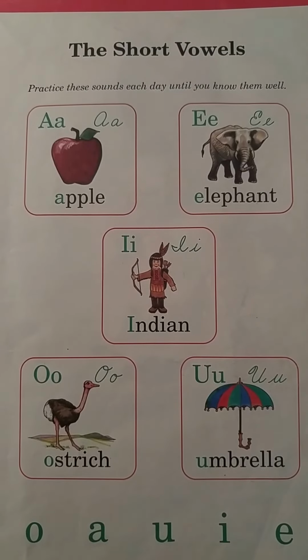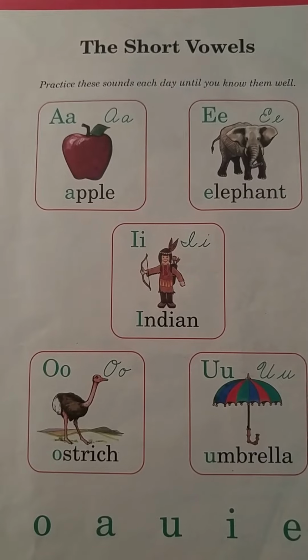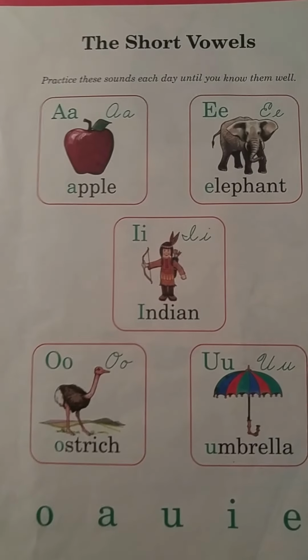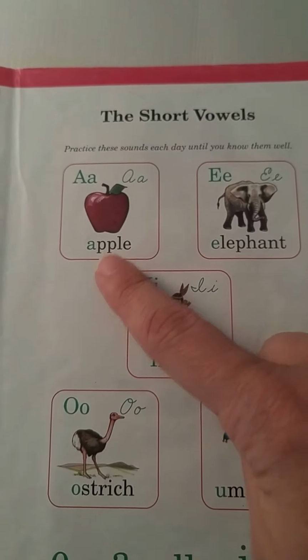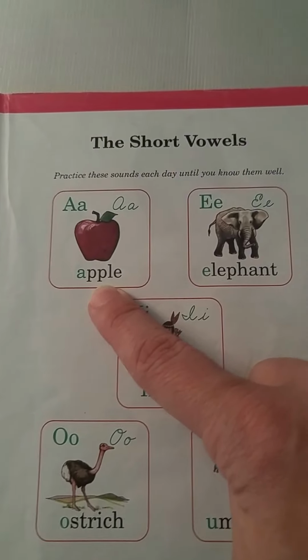Today we're going to go over our short vowels. Short vowels are A, E, I, O, U, and they all have a sound. A says A as in apple. You say it with me. A says A as in apple.